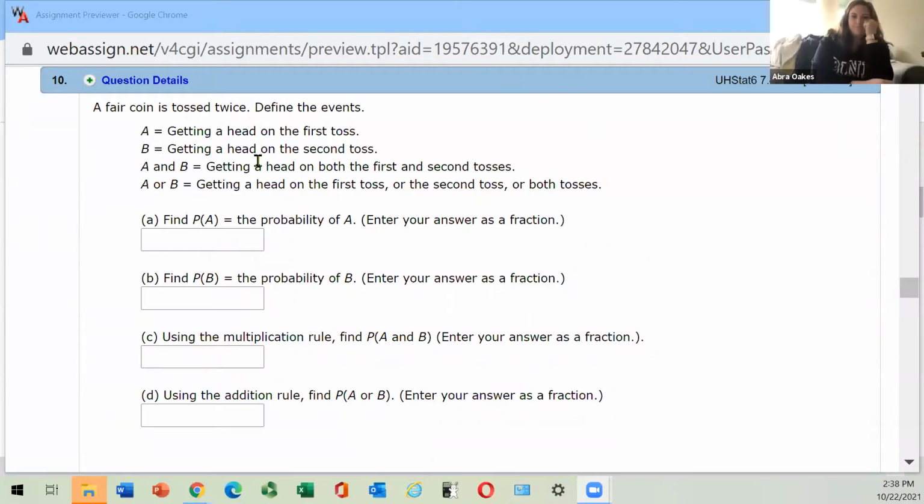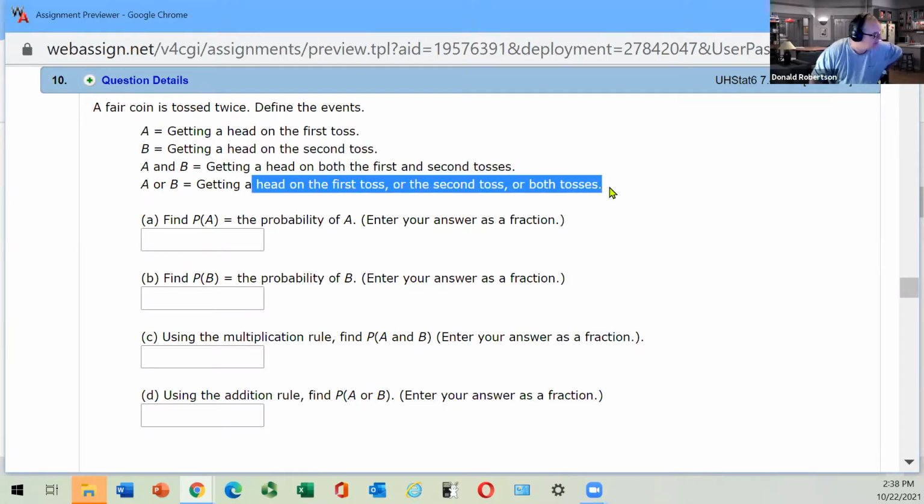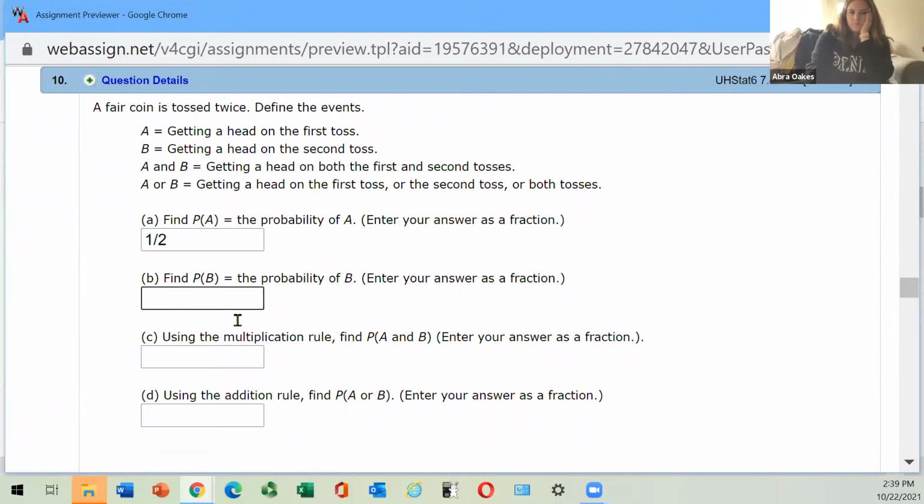Yes. Okay, so A is getting ahead on the first toss and B is getting ahead on the second toss. And A and B means getting ahead both times. And A or B is getting it anytime, essentially. Okay, so what's the probability of the first one? We're just going through it, even though I know you got this bit right. It was a half, agreed? Mhm. And that one is a half.